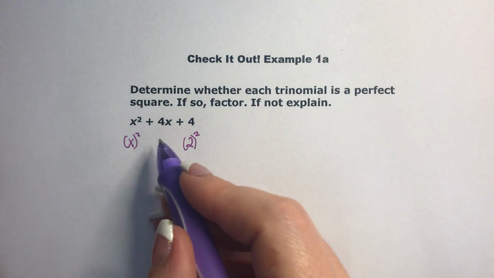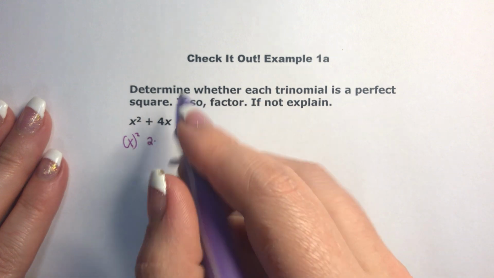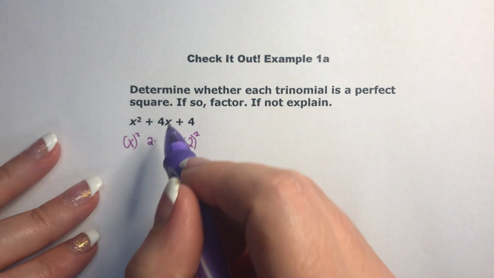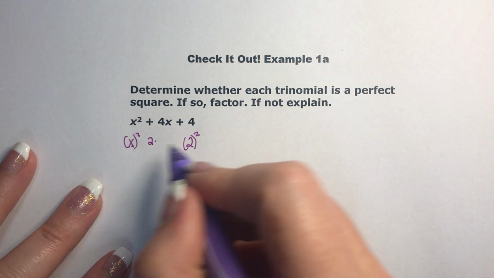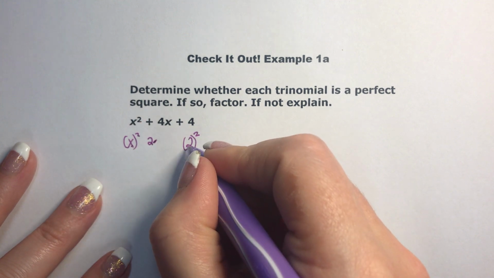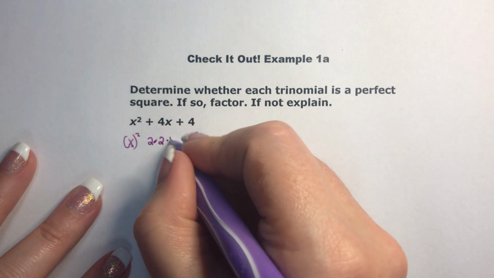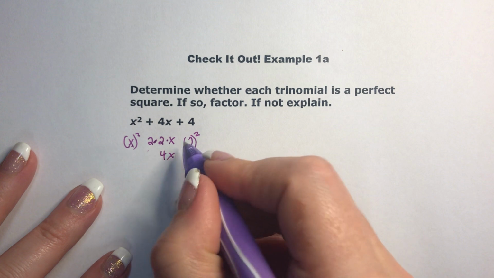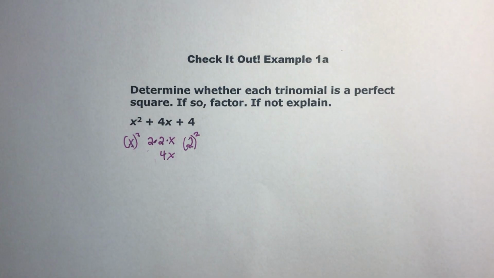The middle term, well, we know it's got to be 2 times one of these and one of those. So we know it has to be even, and 4 is even. So 2 times 2 times x, and that gives us 4x. And that's the same. So perfect, it is.